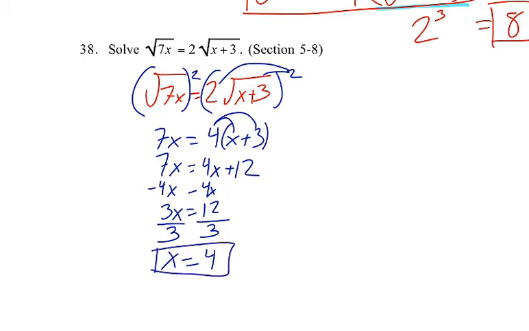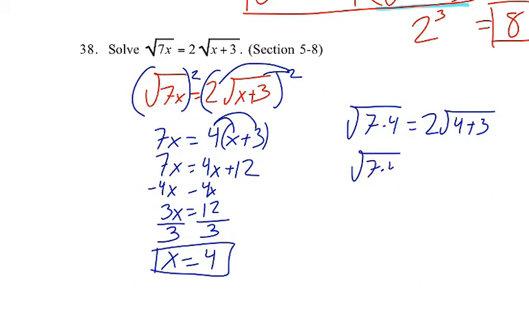Now you can always go back and double check it. I'm going to do that just for kicks. Plugging it in, we get square root of 7 times 4 equals 2 times the square root of 4 plus 3. 7 times 4 is 28. You know what? Actually, I'm going to leave that as is for now. You'll see why in a second. And then 4 plus 3 is 7.